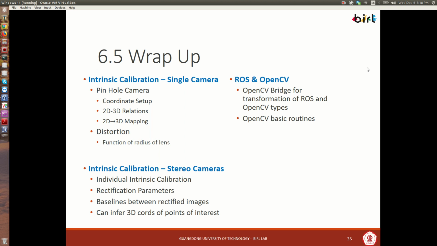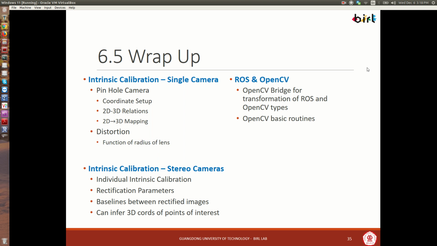After that, we looked at the intrinsic calibration of the stereo cameras. Here, the situation is we have two cameras, so we can do two individual intrinsic calibration routines, but then we need to compute the rectification of the images to assume they are parallel to one another.